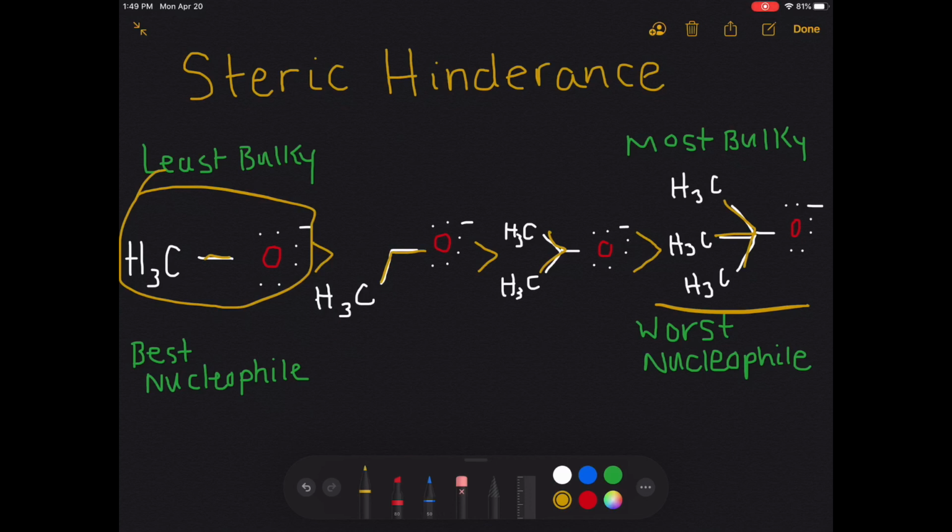There are other factors that may affect nucleophilicity, but these are just some of the basics.